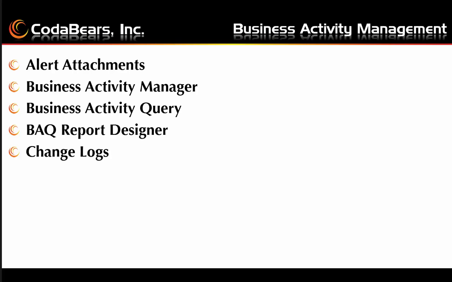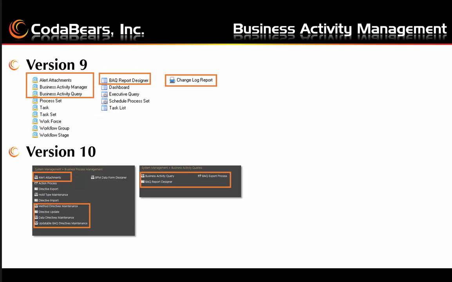One of the biggest differences is that the menu item named business activity management no longer exists in Epicor 10, and the functions previously done in that menu item are now part of the business process management area. In addition, change logs have moved over to the business process management area also. So this slide shows these main menu areas in version 9 of Epicor and in version 10.